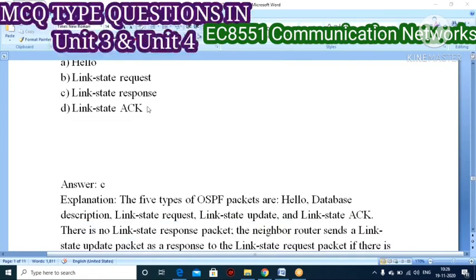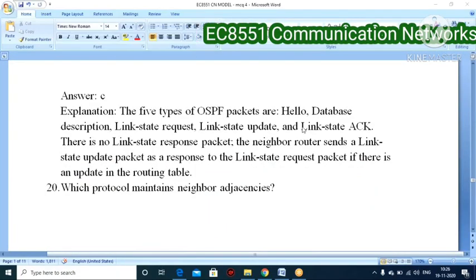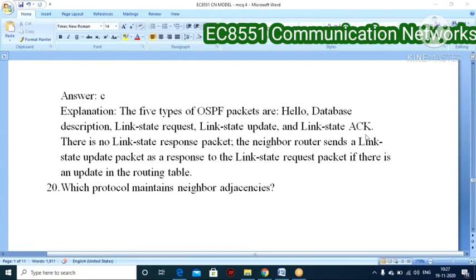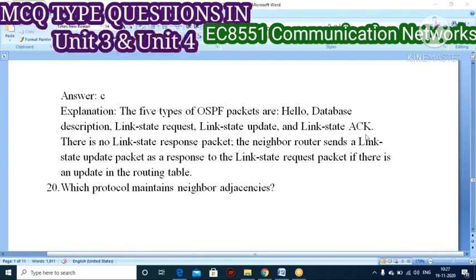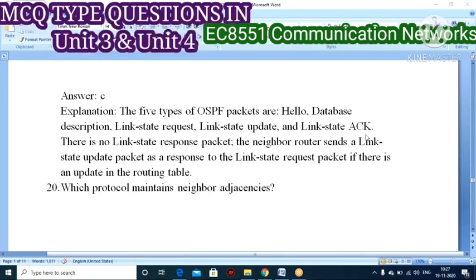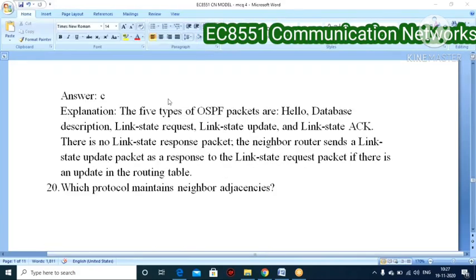Because the 5 types of OSPF packets are hello, database description, link state request, link state update, and link state acknowledgement. Just remember all these points while studying the OSPF concept. So OSPF has 5 different packets: hello, database description, link state request, link state update, and link state acknowledgement. The link state response is not among them. So option C is the correct one.